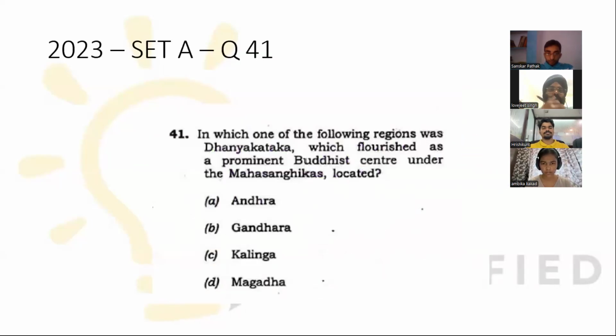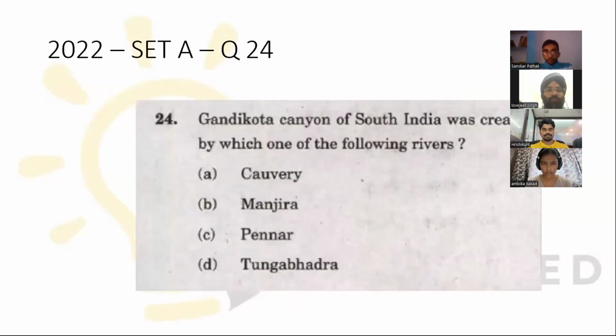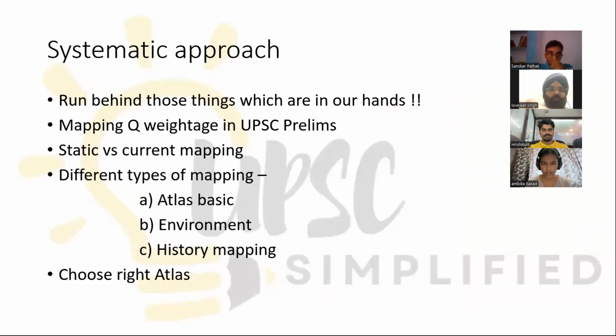So for all these three different types of mapping, we have a different type of approach. For example, basic atlas mapping we can do from the Atlas. For environmental mapping, we have so many sources, so many books we can use.